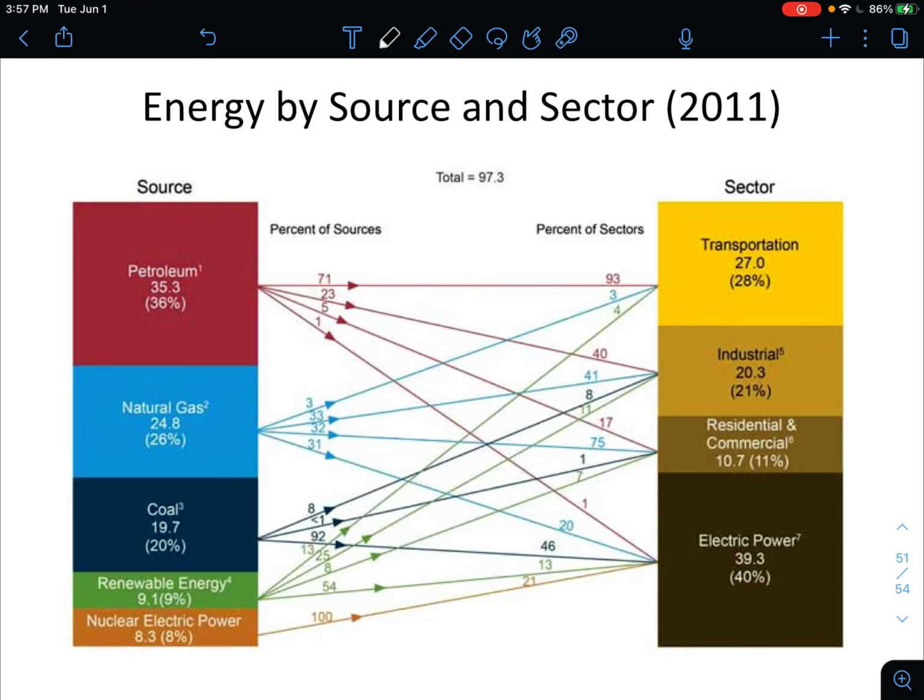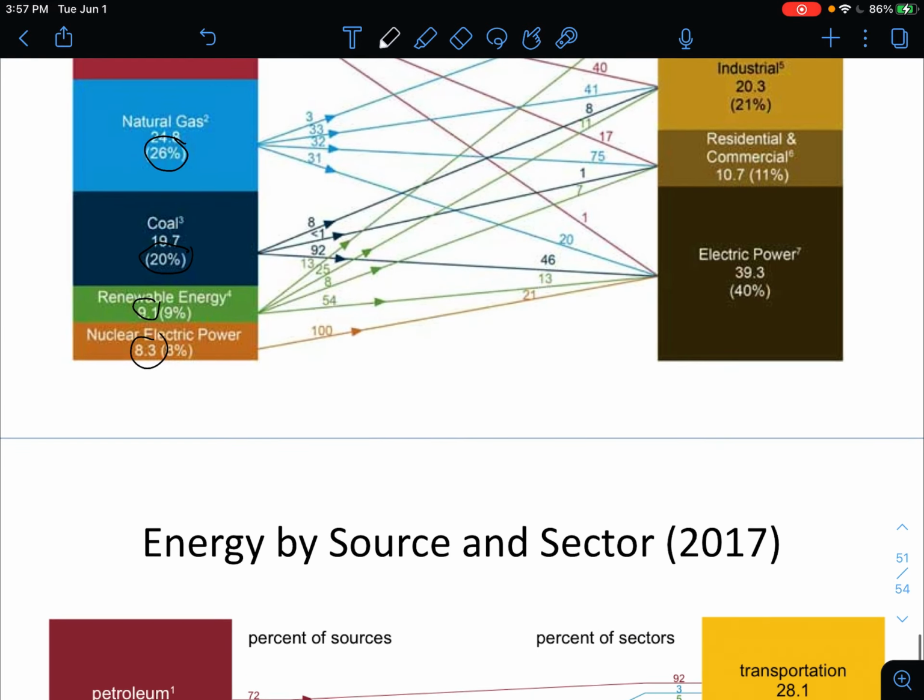So on the left side, it says 36% of energy source was petroleum, 26% natural gas, and in 2011, 20% was coal and 9% was renewable, 8% was nuclear. The usage on the right side doesn't change that much. We're still pretty much using energies in the same way we were before.